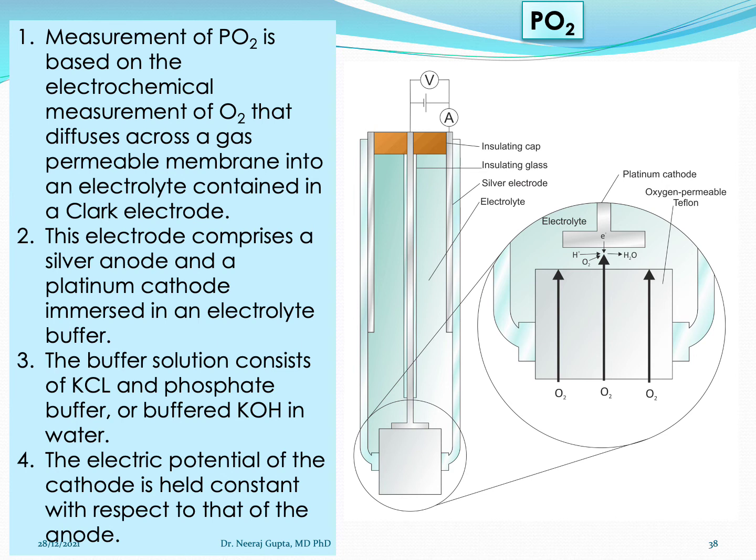Now this electrode comprises a silver anode and a platinum cathode immersed in an electrolyte buffer. Now the buffer solution consists of KCl and phosphate buffer or buffered KOH in water. Now the electrical potential of the cathode is held constant with respect to that of the anode.